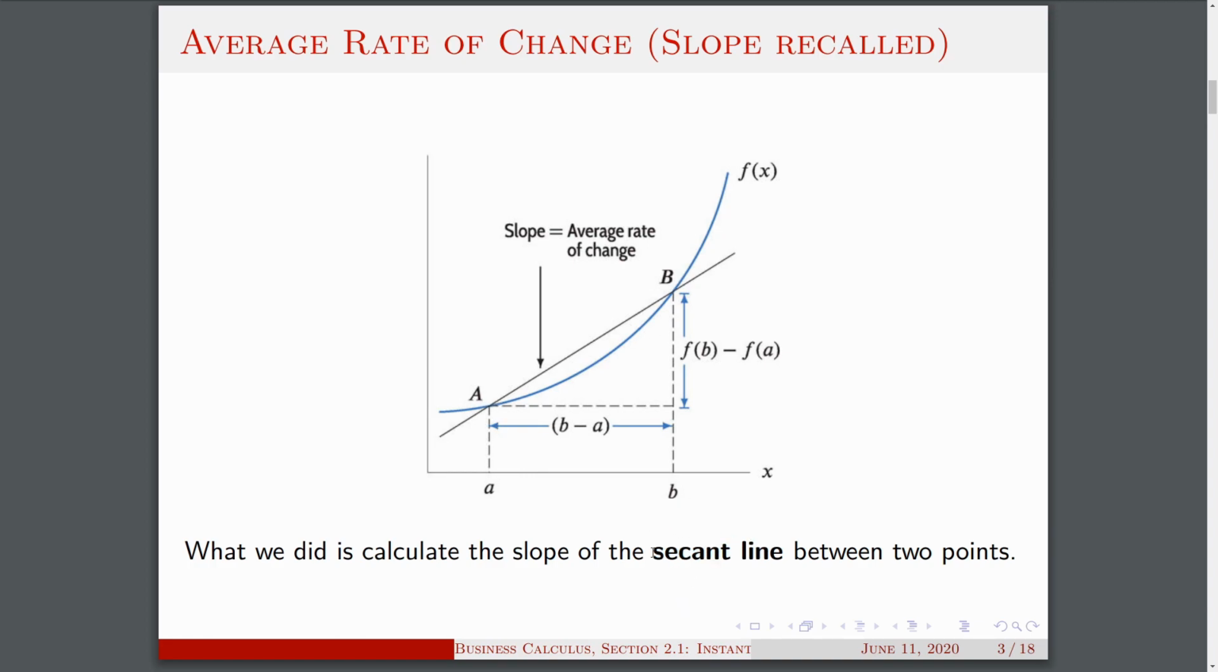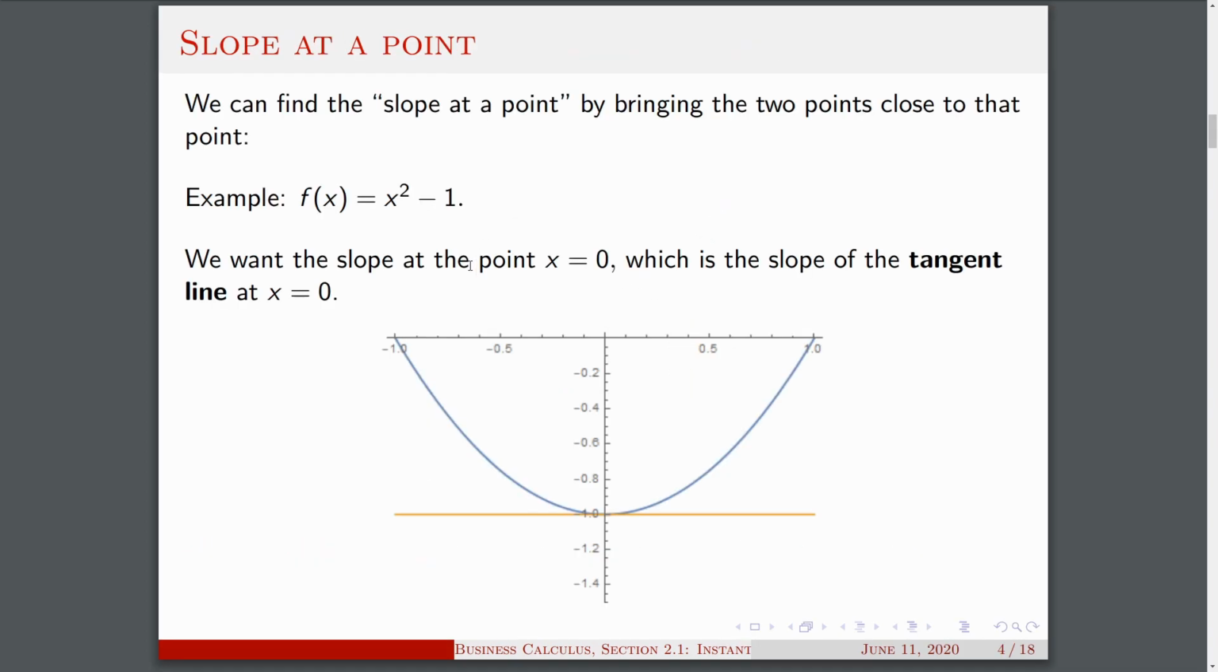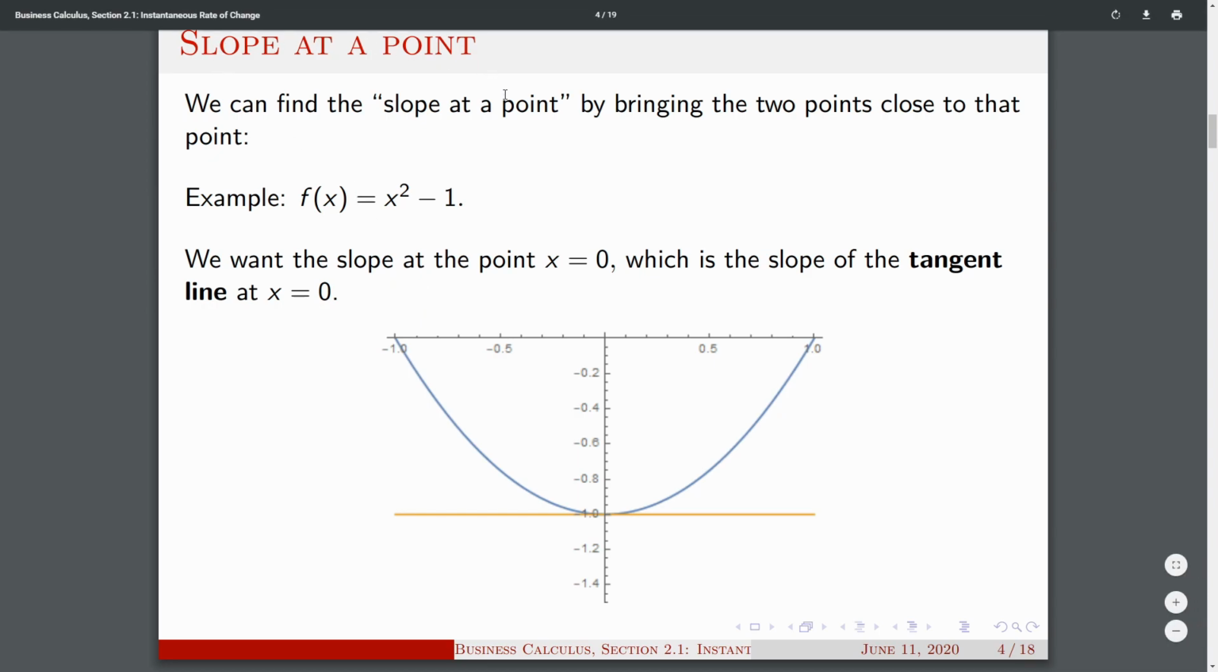Now, this line between 2 points is called the secant line. It's not so important, but you might see it from time to time, so you should know what it means. It's just a line on the graph that passes through 2 points. So we have found the slope of the secant line to give us the average rate of change. Now we're going to talk about slope at a point.